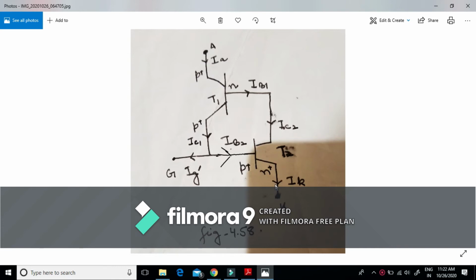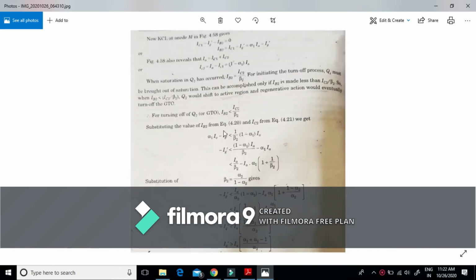For initiating the turn off process, transistor T2 is brought out of saturation, and this is explained by the two transistor model with the following equations. To bring transistor T2 out of saturation, our base current should be less than IC2 upon beta 2, and from these equations we obtain that our gate current IG dash is greater than IA into alpha 1 plus alpha 2 minus 1 divided by alpha 2. This equation shows that our gate current is greater than our anode current.